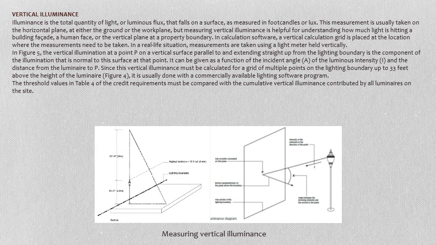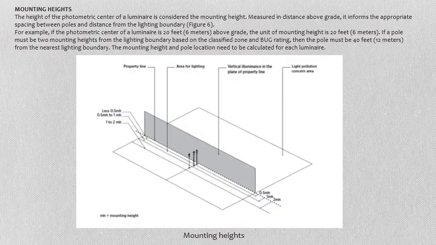Let's talk about vertical illuminance. The definition of illuminance is the total quantity of light that falls on a surface. It is measured in foot candles or lux. This is usually measured on a horizontal plane. However, the vertical illuminance gives us an idea of how much light is hitting the facade, a human face, or a building boundary. Mounting height is essentially the height of the photometric center of a luminaire.